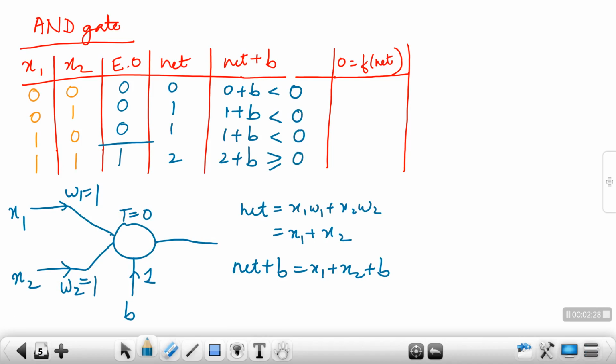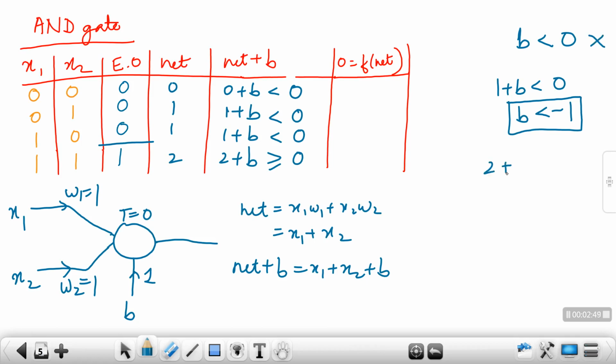So for the first condition, b should be less than 0. According to the second condition, 1 plus b should be less than 0, so b should be less than minus 1. So if b is less than minus 1, it is also less than 0, so we can ignore the first condition. The last condition is 2 plus b should be greater than or equal to 0, which means that b should be greater than or equal to minus 2.